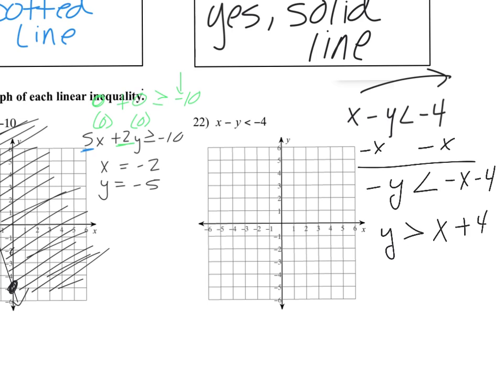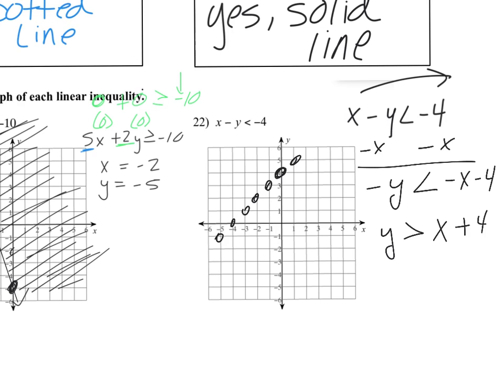So that's a very common boo-boo. I can almost guarantee you there will be a negative y in there. Very, very common boo-boo. If you had to divide by a negative, even just to convert it, you still have to flip the symbol. So my y-intercept is 4. Of course, my slope is 1, so I'm going to go up 1 over 1.